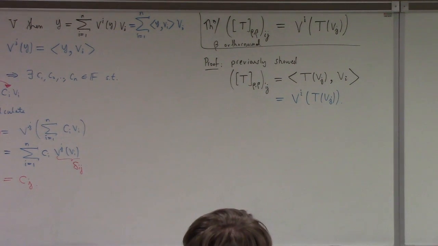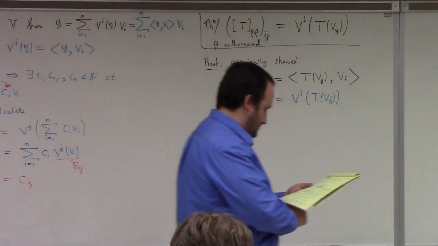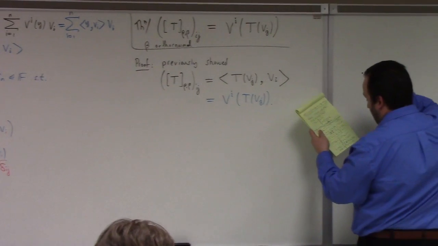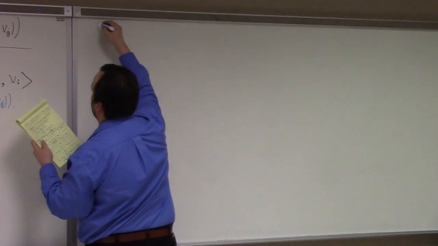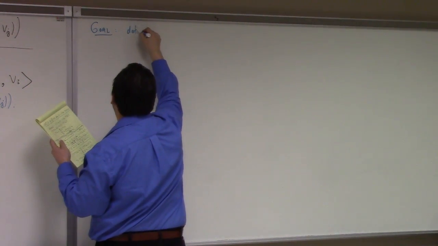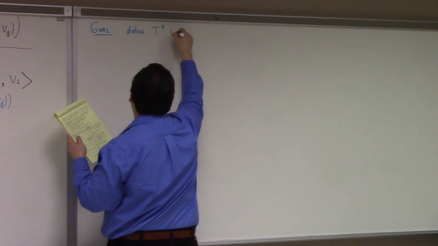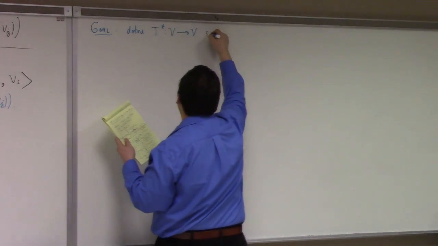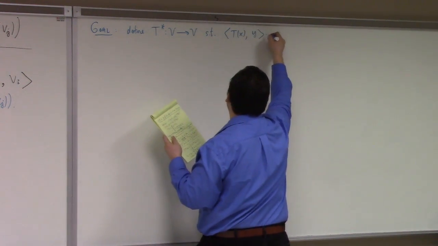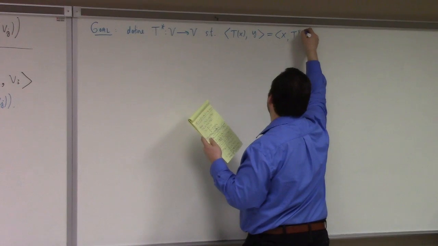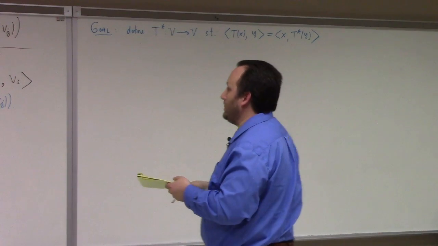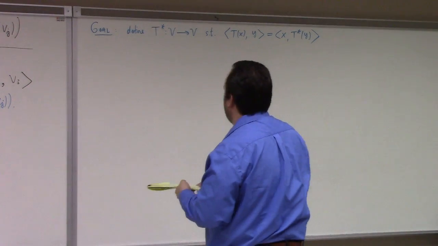So, what do we want? Let me just tell you our goal. Our goal is to define T star from V to V such that if we take T of x comma y, we get x comma T star of y. I mean, that's what we want. All right?